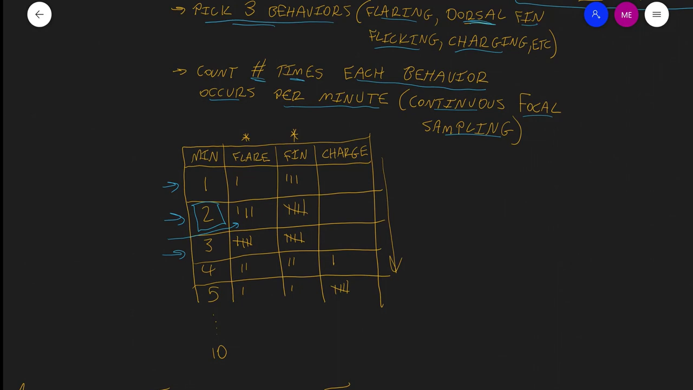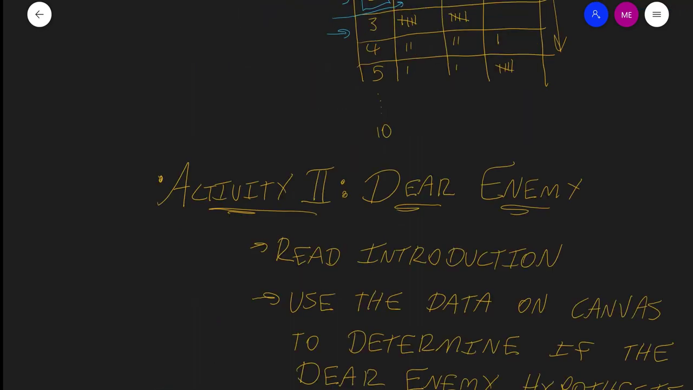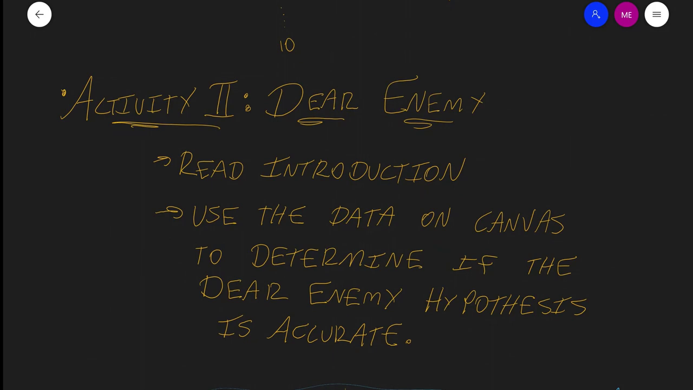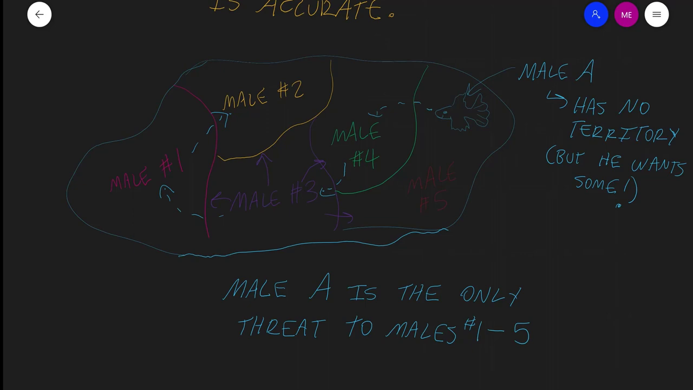There is one other activity from the manual that you will be completing. It's called the dear enemy effect. You're going to want to read the introduction to this in the manual, and then you're going to use a data set that I've already given you on Canvas to determine if the dear enemy hypothesis is actually accurate. Now, the dear enemy hypothesis, in short, is that males who already hold territory don't need to worry about other males who also hold territory.